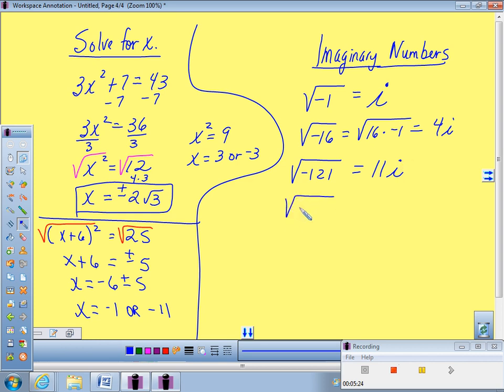If they ask you for the square root of negative 40, you think of that as 4 times 10 times negative 1. The 4 comes out and it's a 2. The negative 1 comes out and it's an i, and you're left with the square root of 10. You treat it exactly the same as any other square root. You just pull the negative 1 out and make it an i. We're going to stop right there.